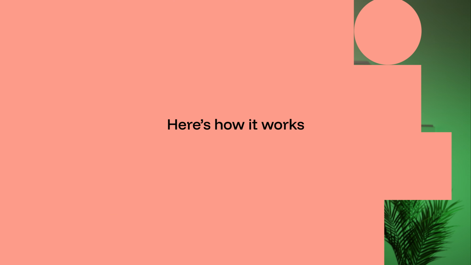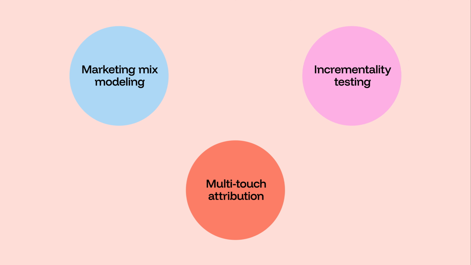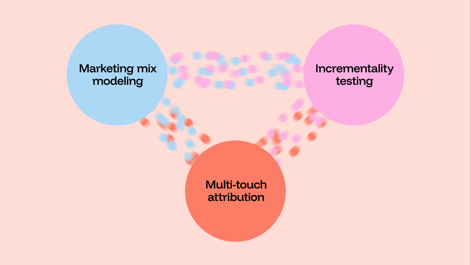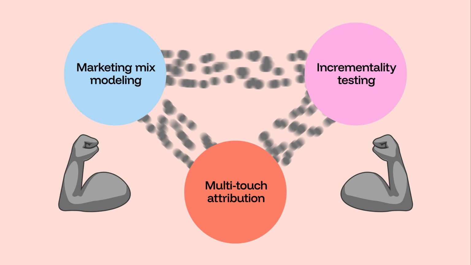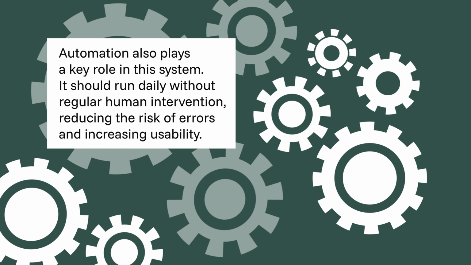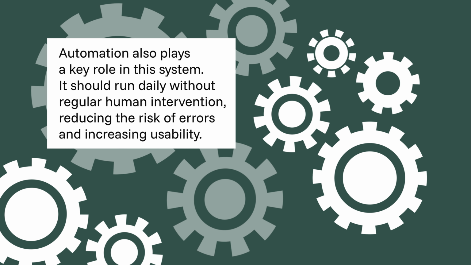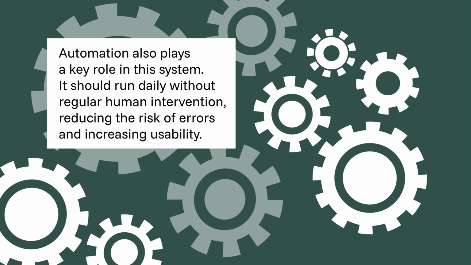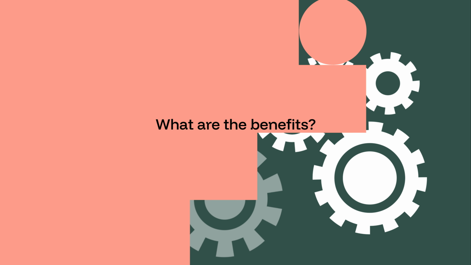Here's how it works. The real strength of triangulation lies in its ability to integrate these methodologies. By combining data from MTA, MMM, and incrementality testing, we can mitigate the weaknesses of each and tell a consistent data story. Seamless data integration is crucial here. Aggregate and user-level data need to be aligned and collected simultaneously to ensure consistency. Accurate cost matching allows communication between different models, enabling more comprehensive analysis. Automation also plays a key role in this system. It should run daily without regular human intervention, reducing the risk of errors, biases, and increasing usability.